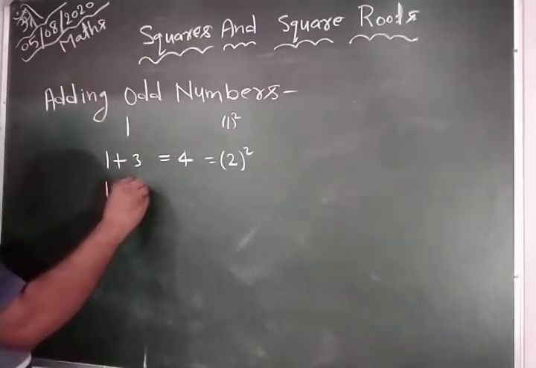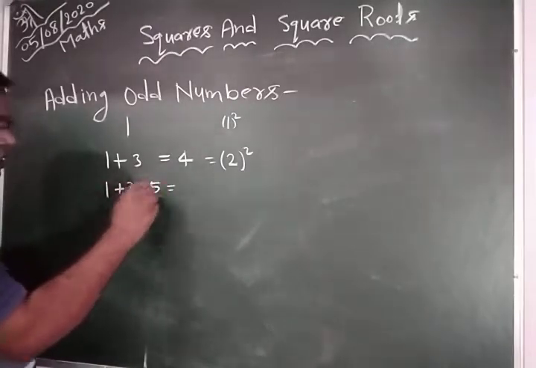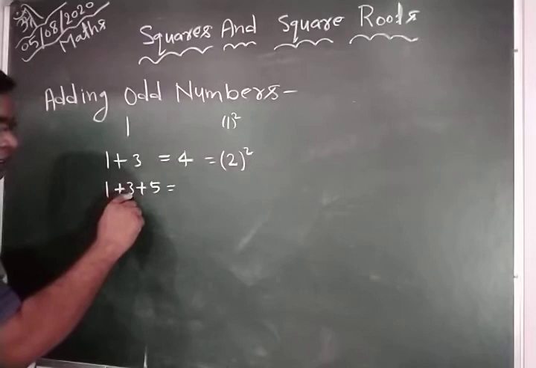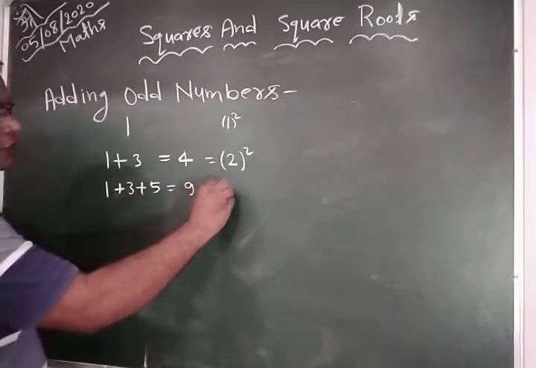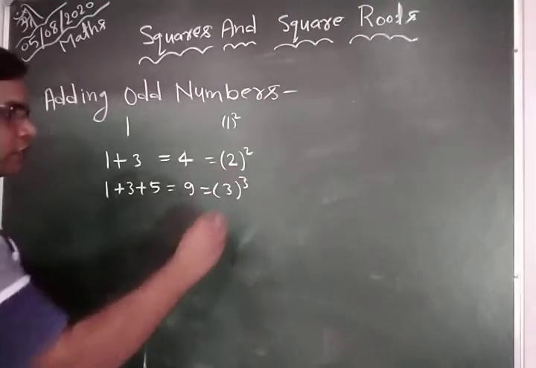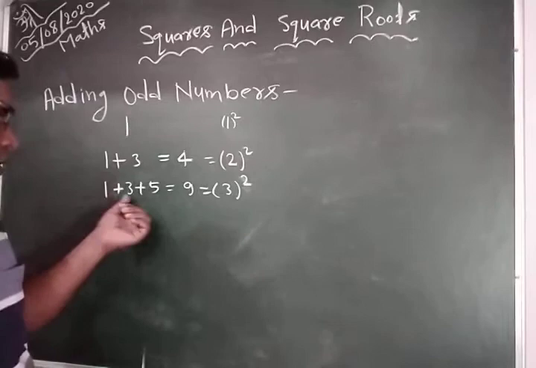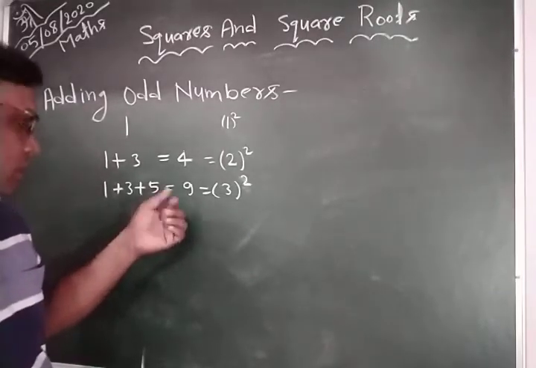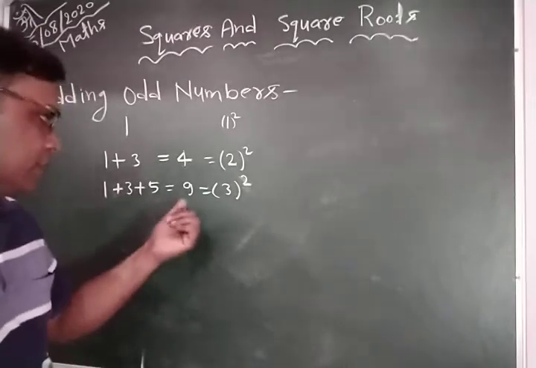It means the sum of the first two odd numbers is the square of 2. And 1 plus 3 plus 5, these are the first three odd numbers. It means 1 plus 3 is 4, plus 5 is 9. Okay, 9 is the square of 3. You can see here these are the first three odd numbers. So the sum of the first three odd numbers is the square of 3, which means 9.